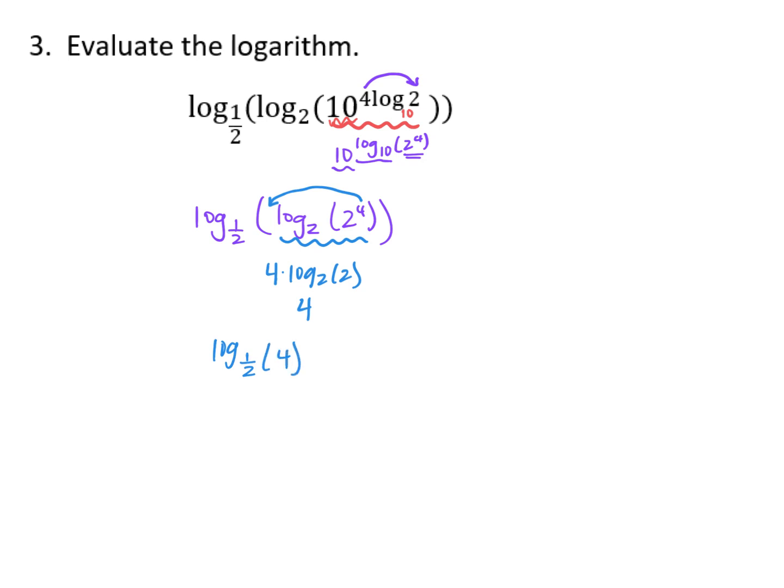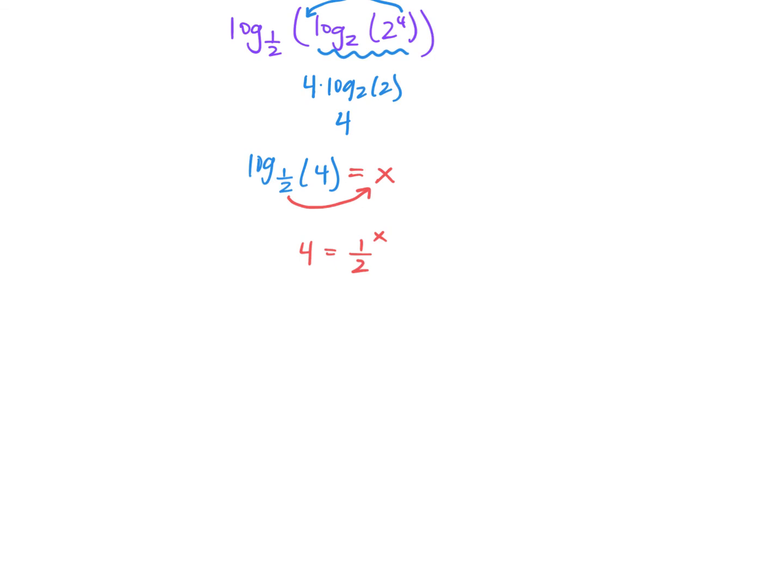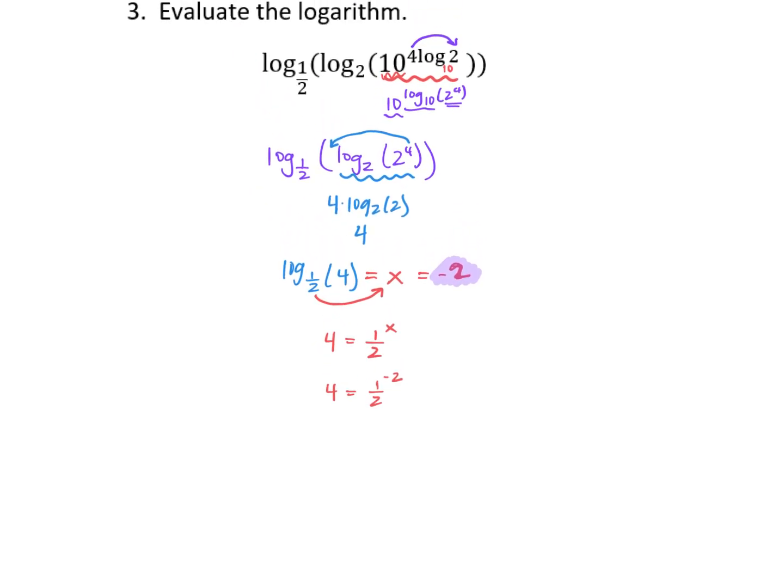The last layer might be the trickiest of them all. When in doubt, you can always set a logarithm equal to x and solve for x. If I switch this into exponential form, I have 4 is equal to 1/2 to some power. Now, I know this needs to be negative, and I need to think about base 2. 2 to what power gives me 4? So 1/2 to the negative second power will give me 4, which means x is equal to negative 2. So that entire expression simplifies down to negative 2.